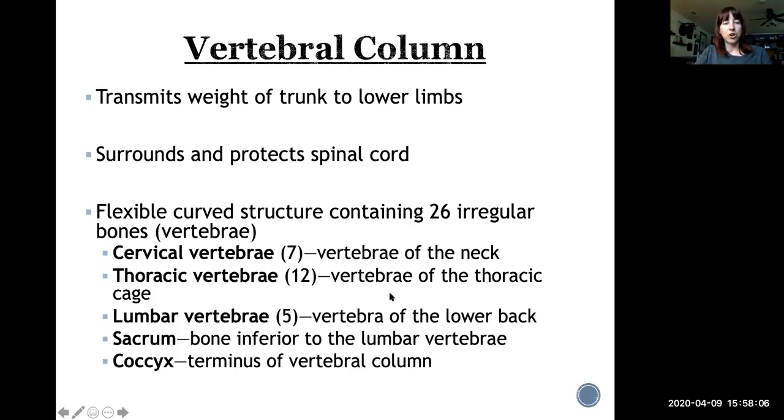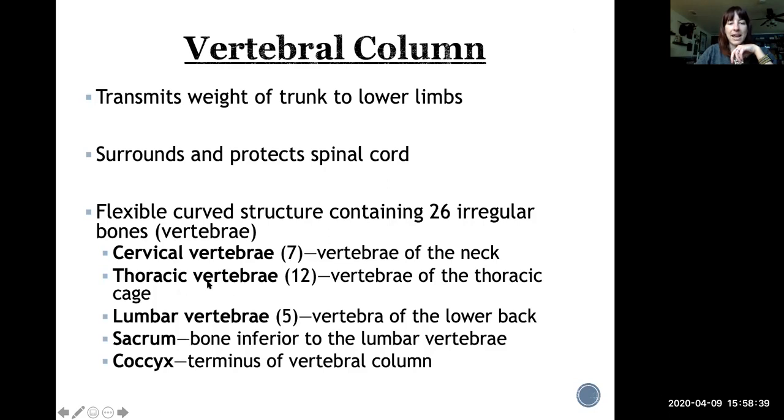It is a flexible curved structure, of course. It contains 26 irregular bones, so it's a total of 26 vertebrae, okay? There are three different types of vertebrae that these 26 bones are part of. Cervical vertebrae are the vertebrae of the neck, and you have 7 of them. C1, C2, C3, C4, C5, C6, and C7 are your cervical vertebrae of your neck. So they're the first ones.